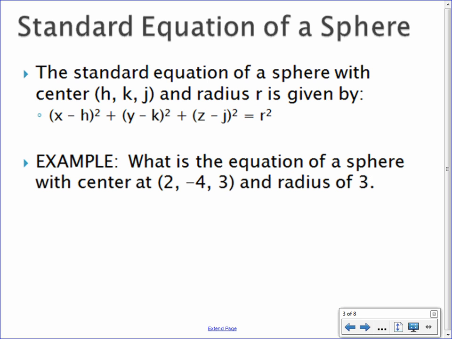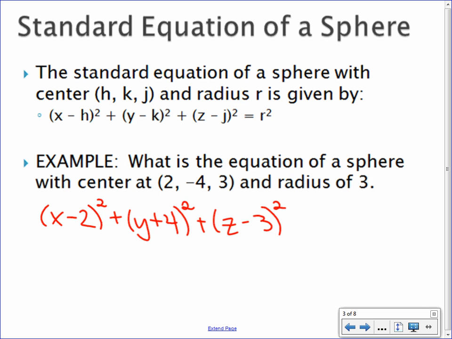So we are going to write the equation of a sphere with the center at (2, -4, 3) and a radius of 3. Okay? So, help me out. We have x minus 2, the quantity squared. That gives me the x coordinate of our center. Plus (y + 4) squared plus (z - 3) squared equals 9. Okay.